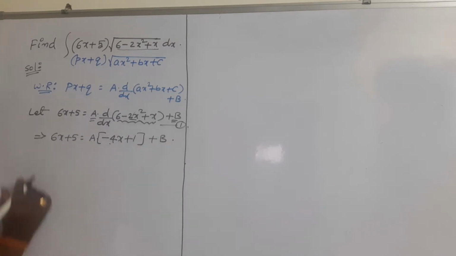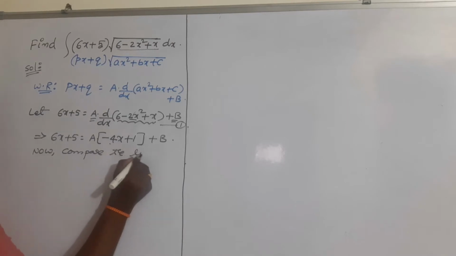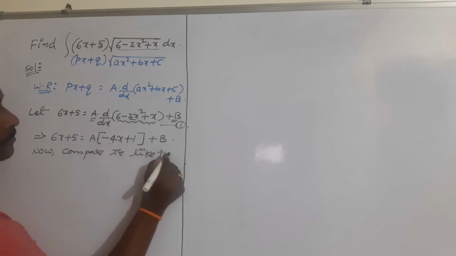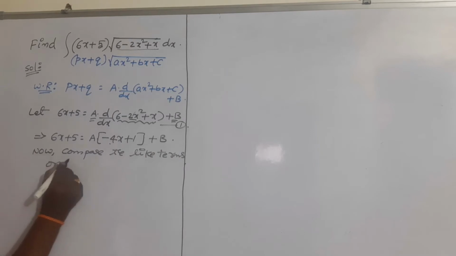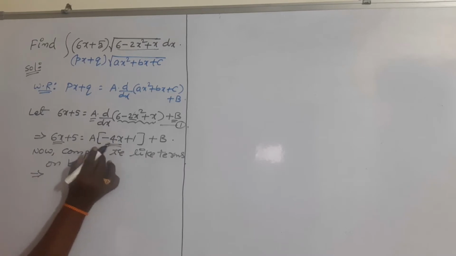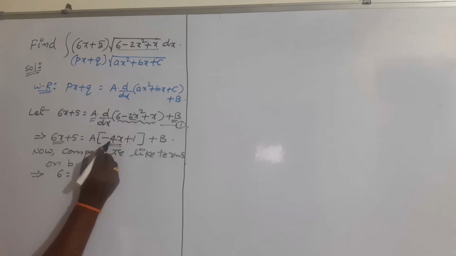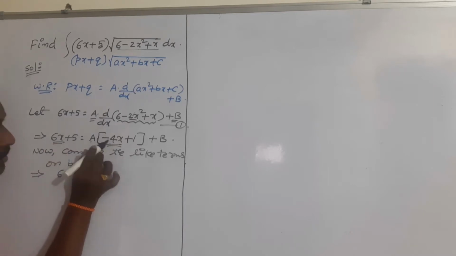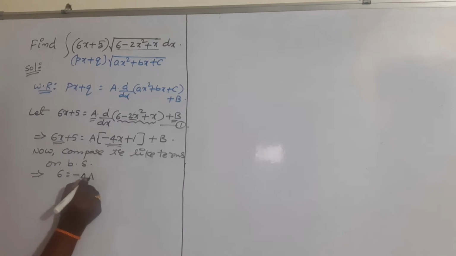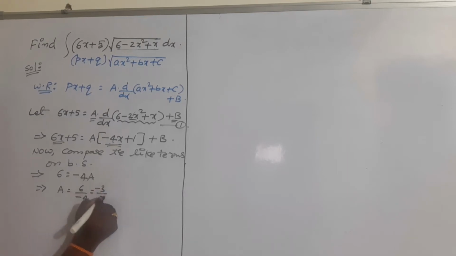Now compare the like terms on both sides. So by equating the x coefficients on both sides, in the left hand side the x coefficient is 6, in the right hand side the x coefficient is minus 4A. If you take capital A inside, you will get minus 4A. So from this, what is the A value? 6 over minus 4, nothing but minus 3 by 2.